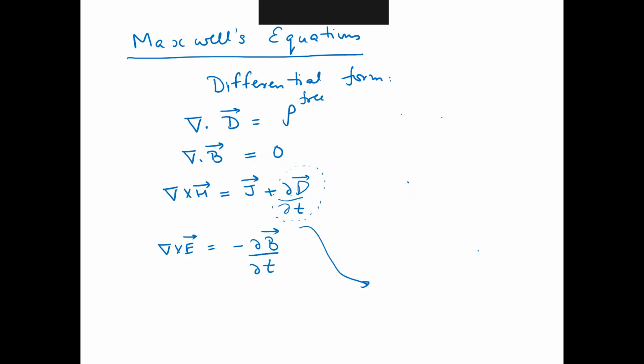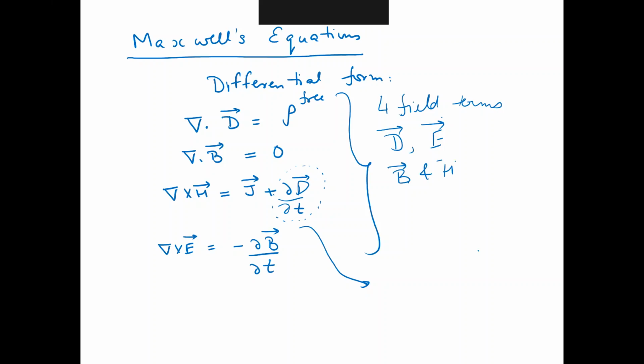There are 4 field terms in the equation: D, E, B, H. But they are not independent terms; they are related by material properties.